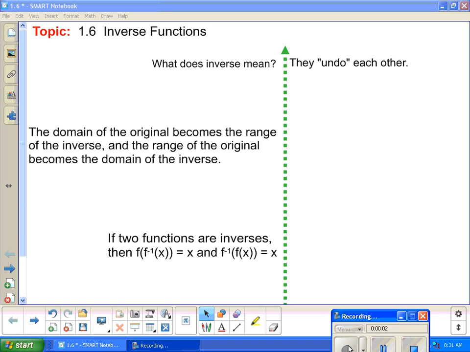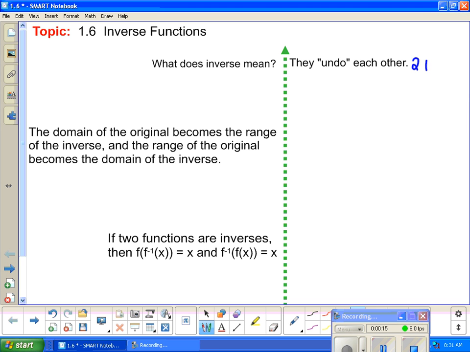All right, today's topic is from 1.6, inverse functions. What does inverse function mean? What does inverse mean? That there are things that undo each other. For example, 2 plus negative 2 equals 0. These quote unquote undo each other.